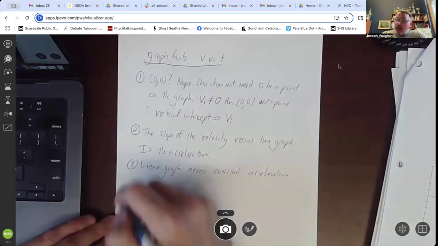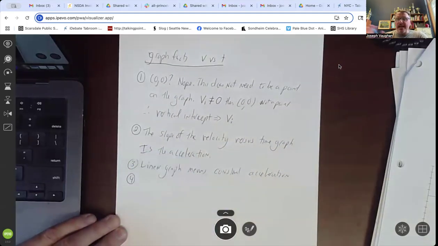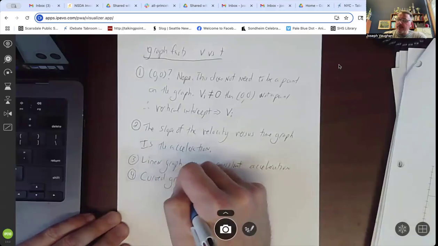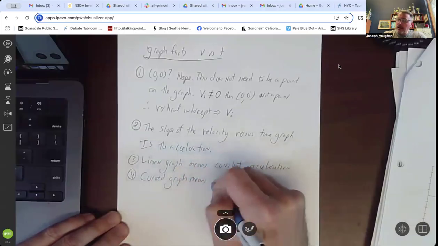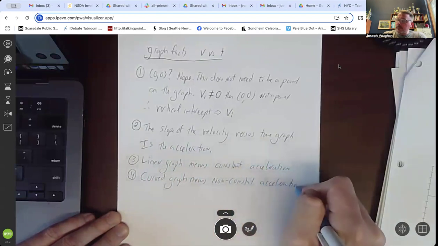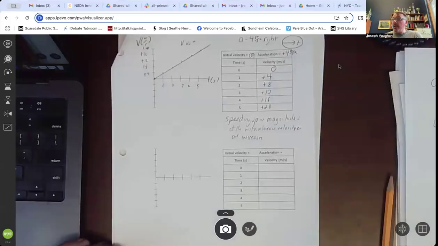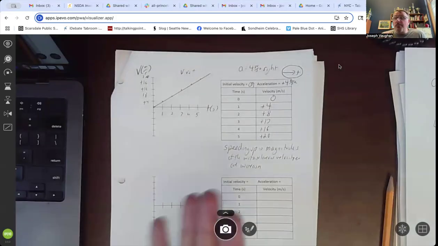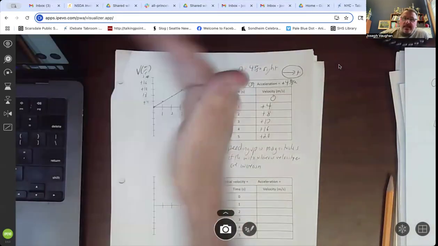All right. So kind of what's the side thing about that? Well, if linear graph means constant acceleration, what would a non-constant acceleration look like? And that, of course, is a curved graph. Means non-constant acceleration. All right, awesome. So coming back to this now, we know that that graph is linear, therefore the acceleration is constant. What else could I say about that graph? And hopefully what you say is, oh, the slope is positive as well, right? It's like this, not like that.